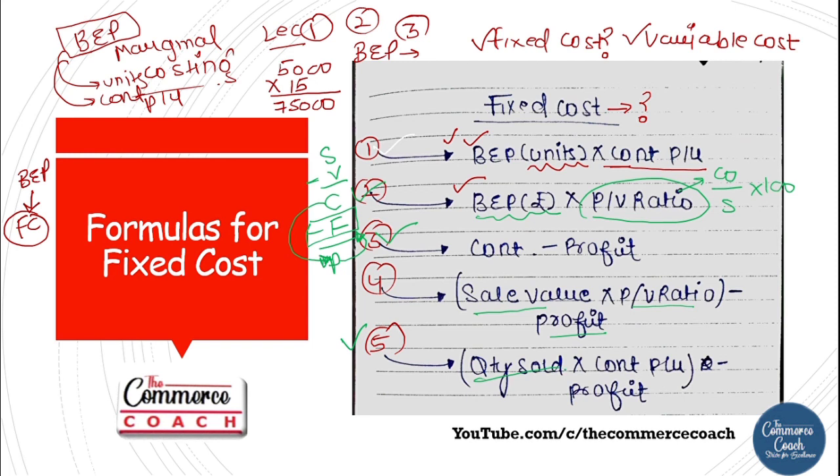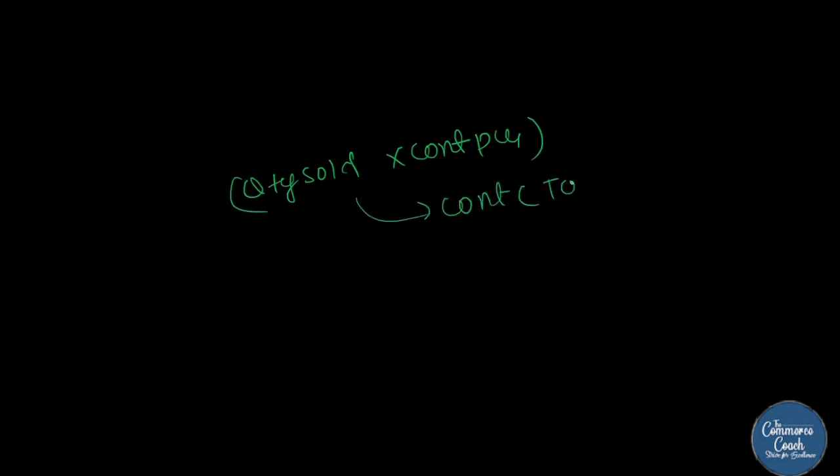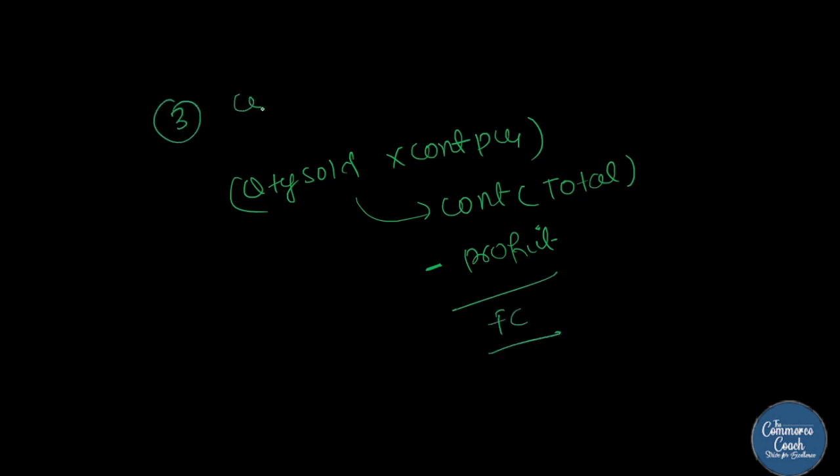Nothing new with it. You can cope up with this formula as you have coped up with formula number 3. Now fifth formula, quantity sold multiplied by contribution per unit minus profit. Again same thing is repeating. Why? See, quantity sold multiplied by contribution per unit gives you nothing but contribution. But what contribution? Total contribution. If you deduct profit from total contribution, you can get fixed cost. Simple. So basically on the formula number 3, contribution minus profit, you can derive formula number 4 and formula number 5.